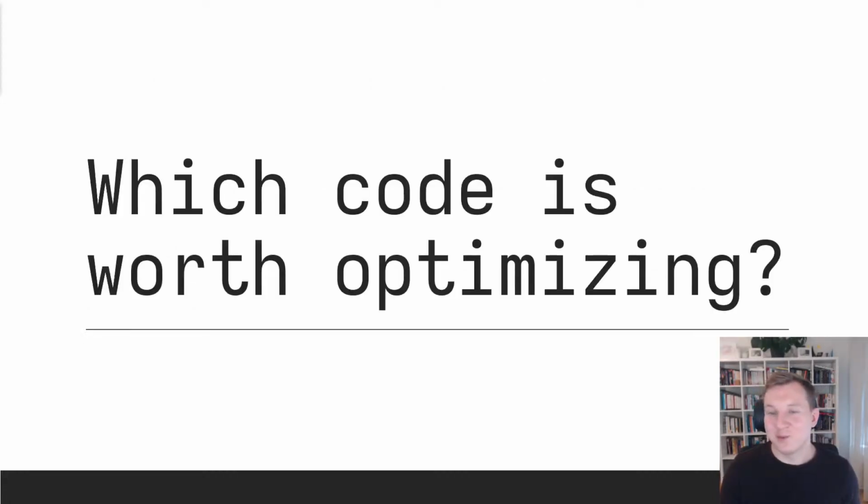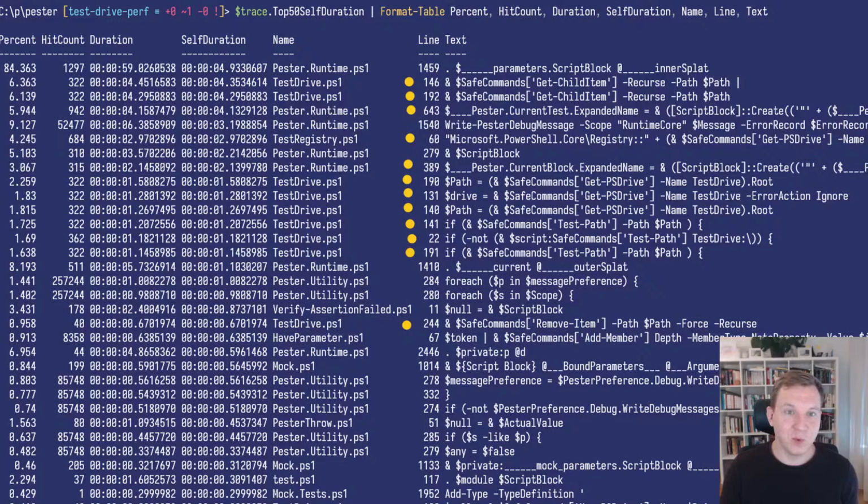Now let's ask the question, which code is worth optimizing? And that's the golden question, and Profiler can help you identify the places where you can start with your optimizations. So I've shown you this screenshot before, and you can see that the test drive is really taking a lot of time from the execution, and that's something that I definitely know shouldn't be this slow.